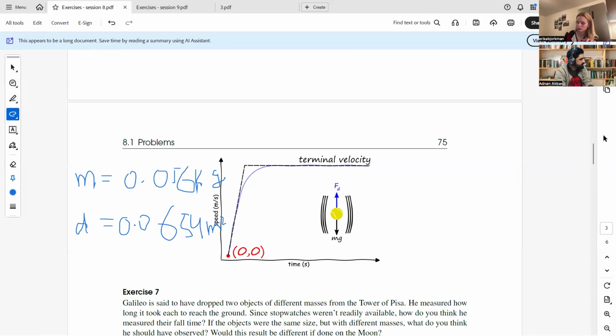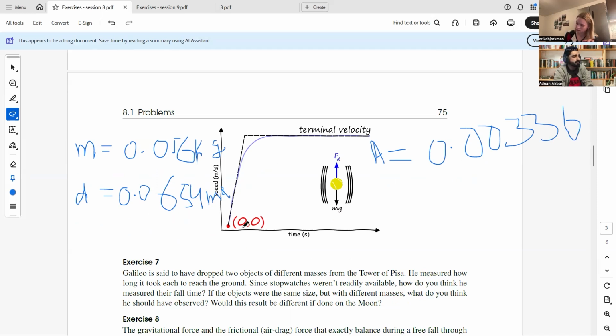Its area is A equal to 0.00336. And by using these values, we can calculate the drag force. So after the calculation by using the formula of the drag force, we have the result for the drag force, that is 3.373 Newton.